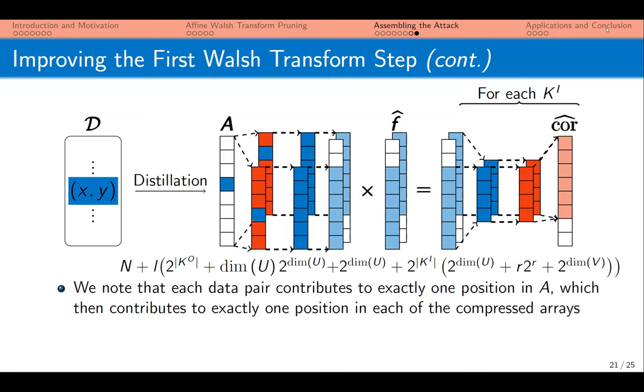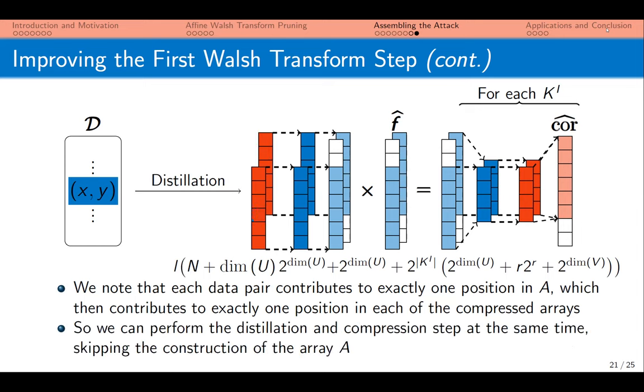There is one final thing that we can do, and it is based on the fact that for each pair in the data sample, we are going to modify just one position in each one of the compressed arrays which are built in this first Walsh transform step. What this means is that we can actually combine the distillation phase and the compression step of the first Walsh transform. So the final algorithm looks something like this.